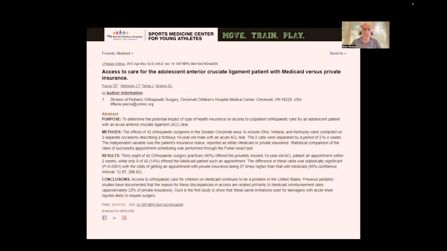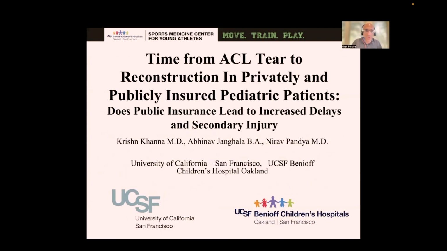This is another study that looked at access to care for adolescent ACL patients with Medicaid versus private insurance. If you look at these patients, offices were called up and they basically looked to see, okay, can you get an appointment, can you not get an appointment, et cetera. And they found that a lot of these patients who had public insurance were not offered appointments or didn't have access to a provider for their ACL reconstruction.